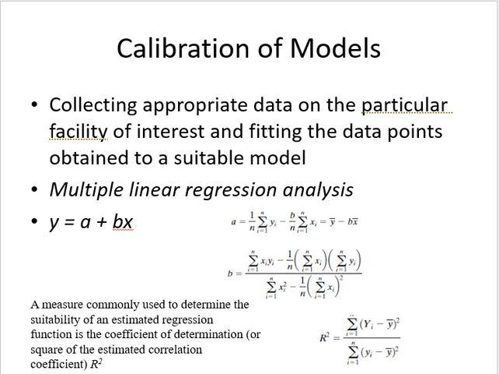So R square has a range between 0 and 1. 1 means good, 0 means bad. Always, right? So if you get a value closer to 1, your equation is doing good. It is a good fit to the data. If you are getting an answer which is closer to 0, your equation is not good.